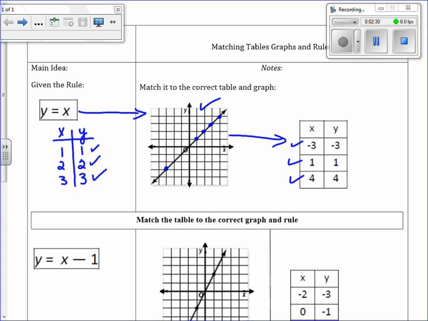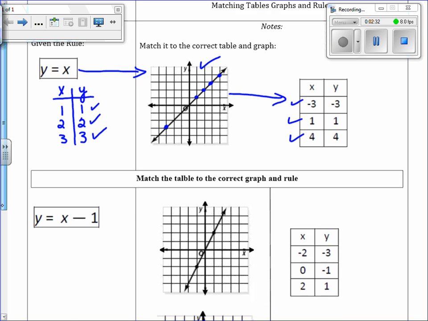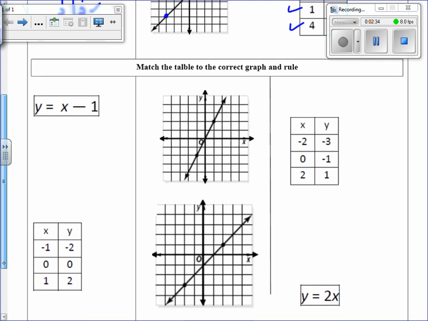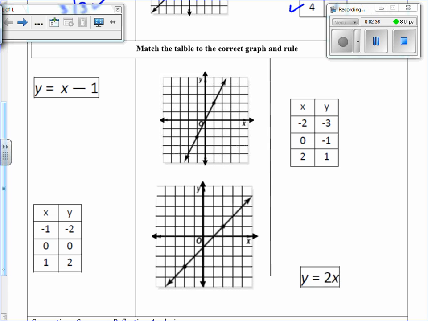So we have a couple of rules, a couple of graphs, and a couple of tables down below here on your sheet of paper. Oh, and by the way, if you would please put a rectangle around the word match, and please correct my spelling for table.